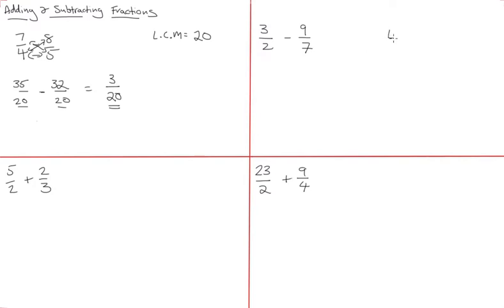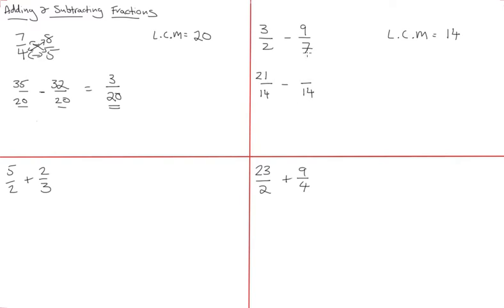So I'm going to find the lowest common multiplier of 2 and 7. 2 and 7, it's easy, just multiply the 2 and the 7, it's 14. Okay, so we're going to have two fractions where the bottom is 14. Now, in order for this 2 to become 14, I have to multiply by 7. So I just multiply the 3 by 7, so that's 21.